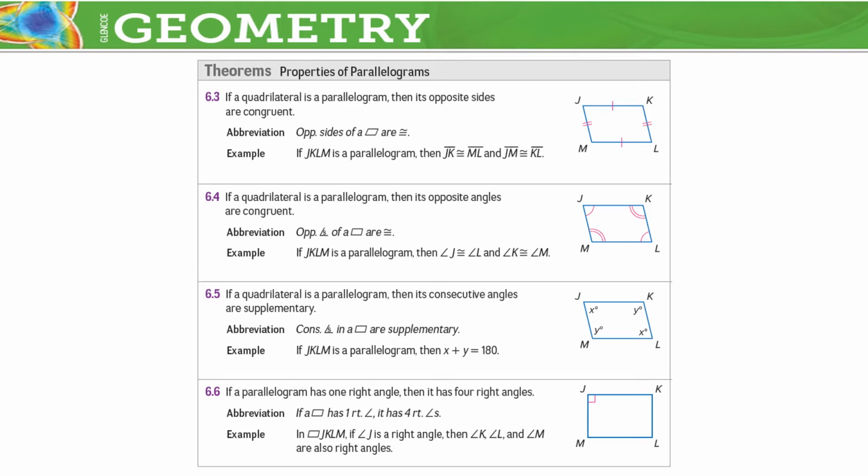Here there are 4 angles: X, Y, and X, Y, because angle J equals angle L. If angle J is X, angle L will be X. Angle K equals angle M. If angle K is Y, angle M is Y. X plus Y will be 180. A parallelogram that has one right angle will be a rectangle.